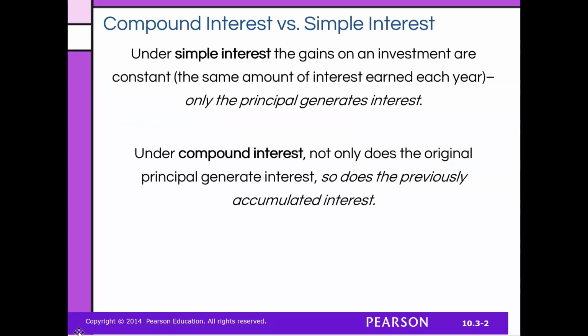Under simple interest, we have that same interest earned each year because only the principal is generating interest. So it's pretty easy to calculate the interest and then determine the future amount. But under compound interest, the original principal generates interest, but so does all the previously accumulated interest. So you can make more money, but it's a little bit more confusing.